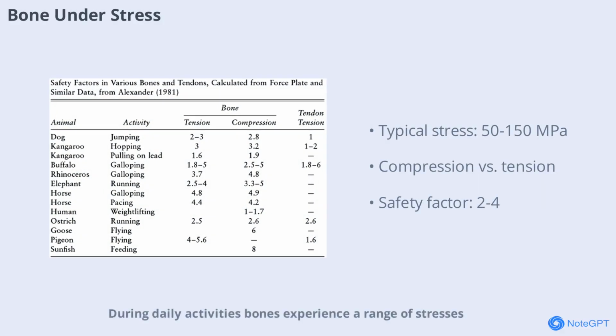During daily activities, bones experience a range of stresses, typically between 50 and 150 MPa. Interestingly, bones are generally stronger in compression than in tension. These stress levels are quite similar across terrestrial mammals, highlighting evolutionary optimization. However, bones don't have excessively high safety factors, usually around 2 to 4. This means bones are built just strong enough for typical activities, but not so overbuilt that they waste resources. Fractures do occur in nature, but this balance allows for efficient movement and survival.